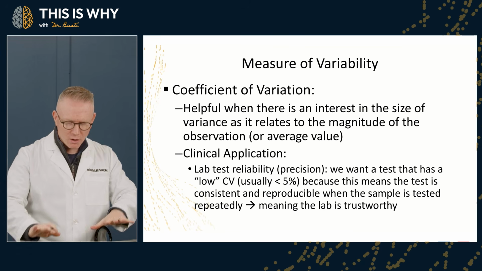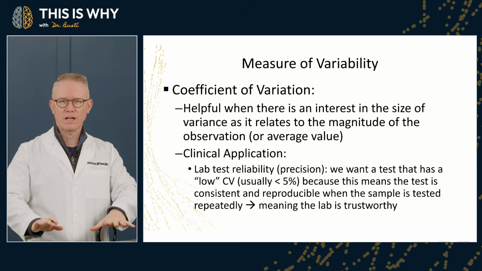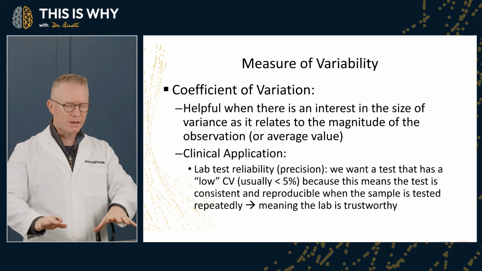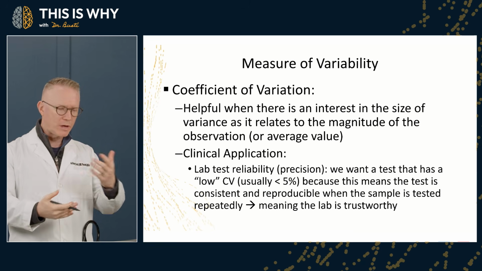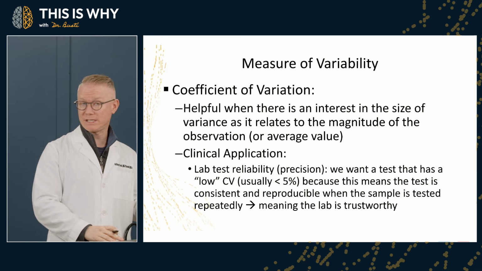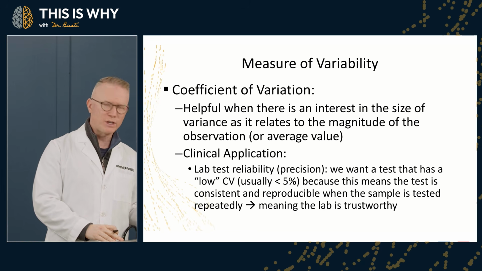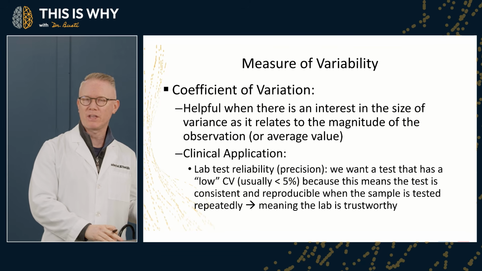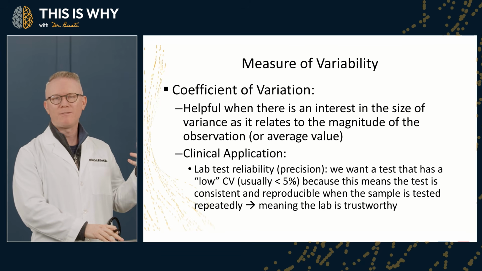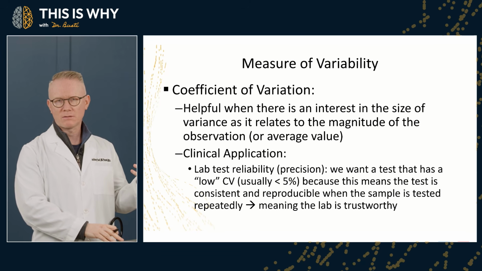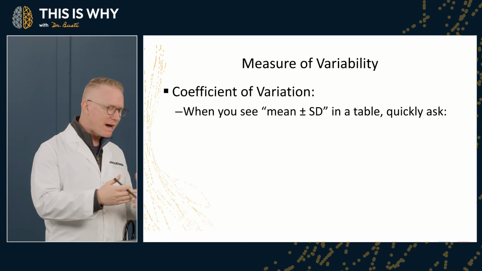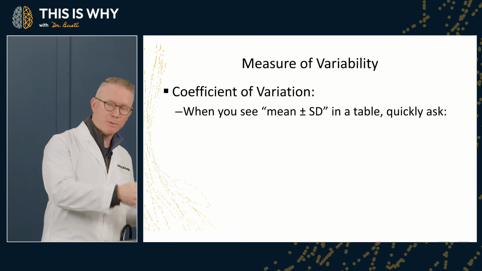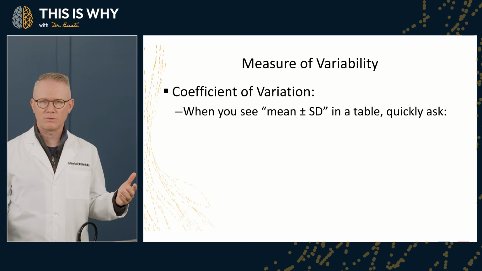Okay, so we want low coefficients of variation, and low variability inside a lab test, so that if we repeat it, the variability that we see is hopefully so small that it doesn't mean anything. It's just the normal lab variance. Again, you might get that percent depending on the study that you're reading about.